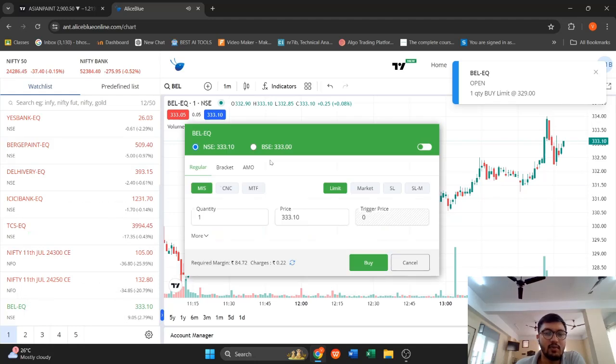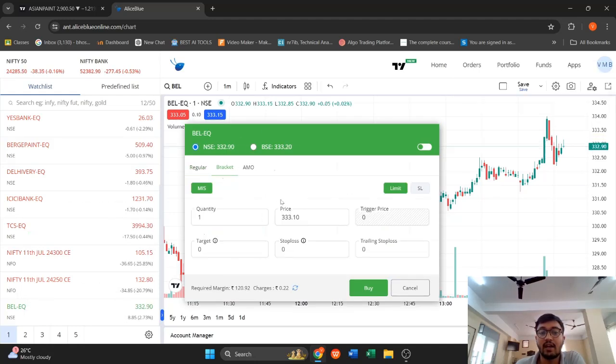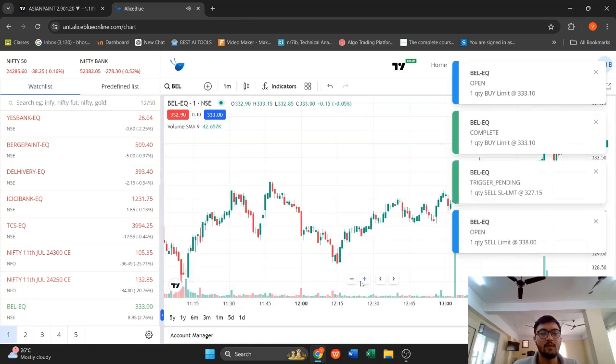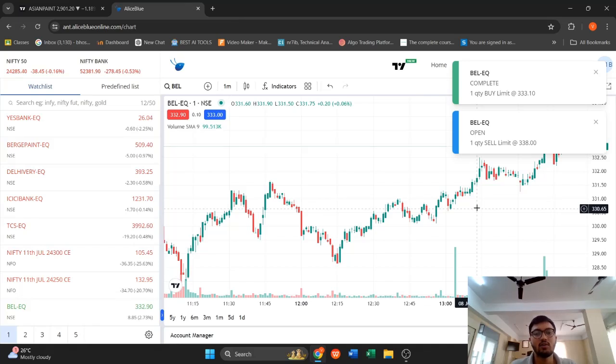For example, you want to buy a bracket order. You want to put target and stop loss in the same order. You can just head on to target, put your stop loss, and buy the order. So this gives you the privilege of setting targets as well as stop loss in the same order.